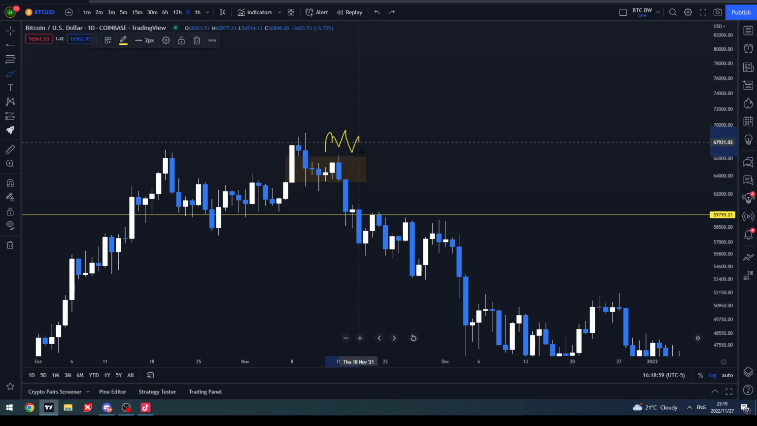Price closing above and consolidating at your fair value gap, if you are looking to sell, is a bad thing because price is going to do that. Keep that in mind.